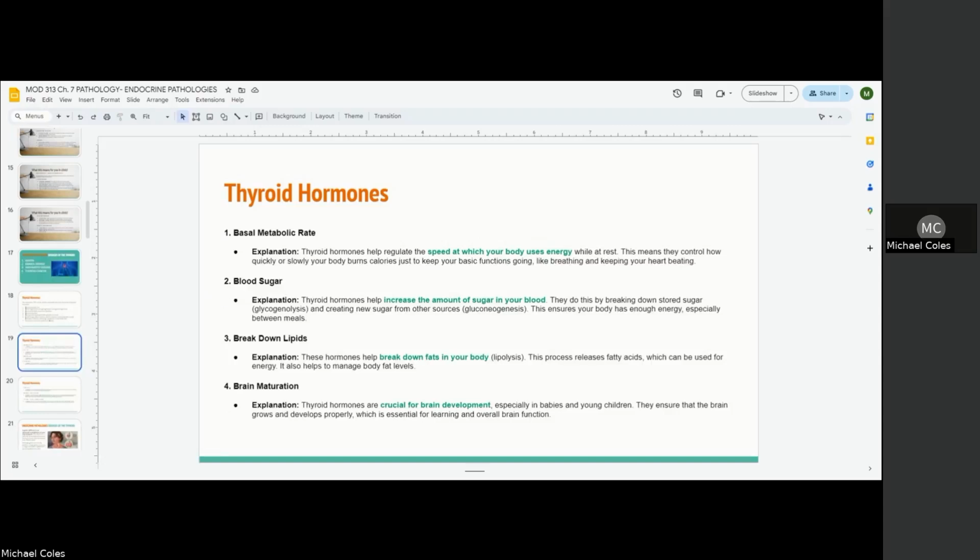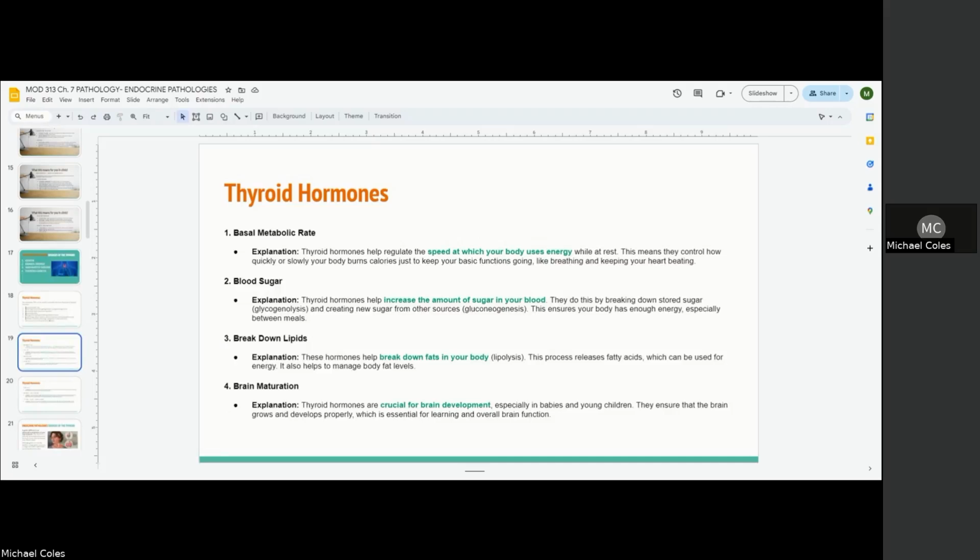So blood sugar, you need a good amount of sugar in your blood, but not too much. Sugar turns into energy, so it's an energy source. So you want your body to maintain a good amount of energy between meals, right?